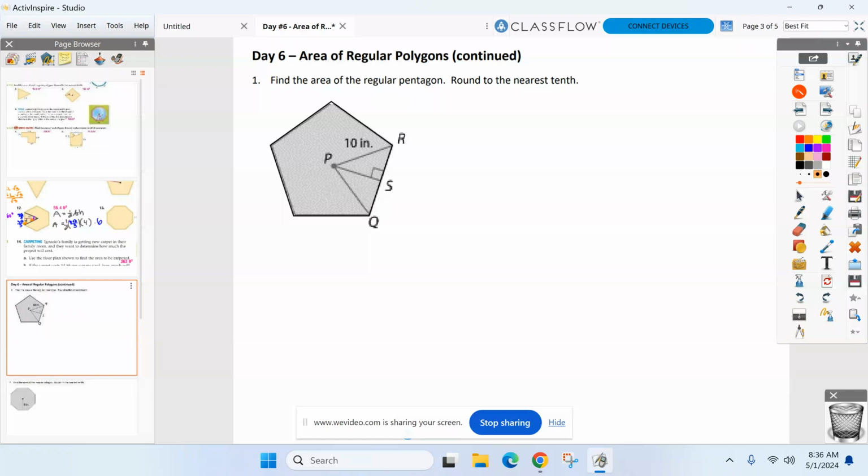Break it up into congruent triangles. But now, unlike the hexagon, how many triangles am I going to have here? 5 congruent triangles. So I'm going to take the area of one of them. Here's our plan. 1/2 base times height would find the area of one of them. And then, instead of multiplying it by 6 like we did for the hexagon yesterday, I'll multiply it by 5. All good? All right.